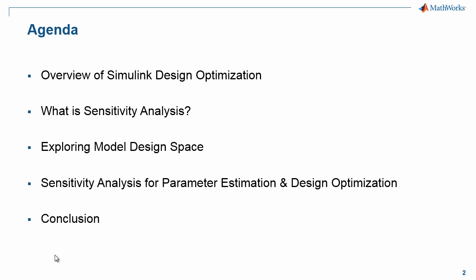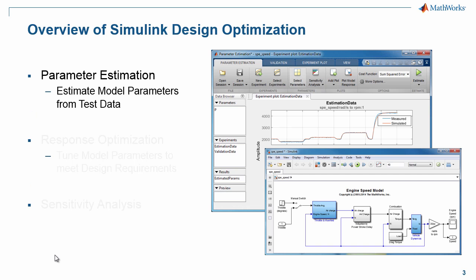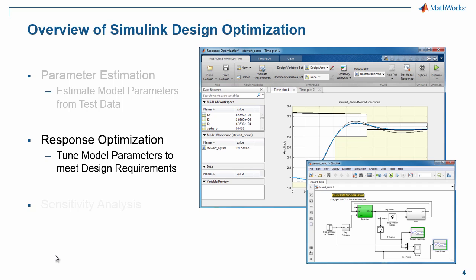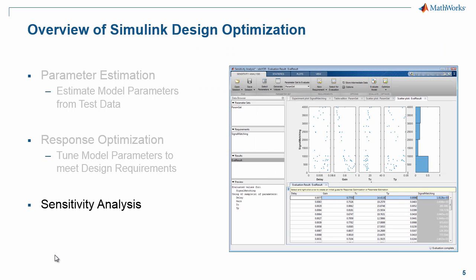So let's start with a quick overview of Simulink design optimization. It provides you with functions and interactive tools that let you tune your Simulink model parameters to match test data. This is what we call parameter estimation, or to meet design requirements like step response characteristics, bode magnitude constraints, etc. And this is what we call response optimization. The sensitivity analysis tool, which we'll be focusing on today, is a new feature introduced in our latest release, R2016a.